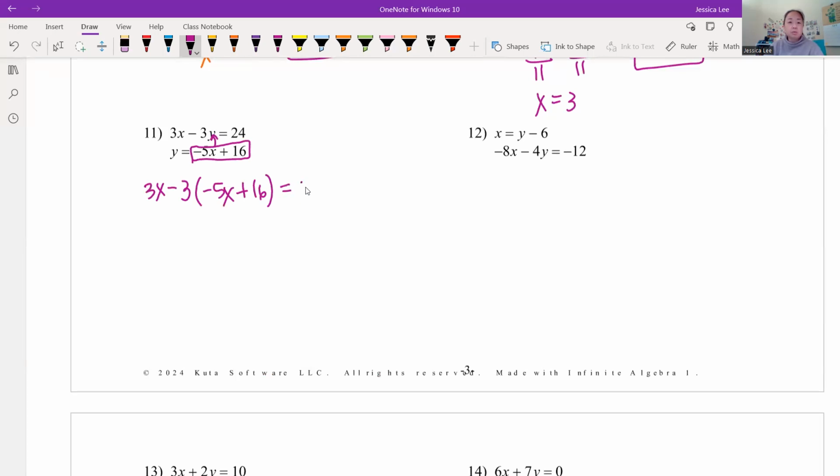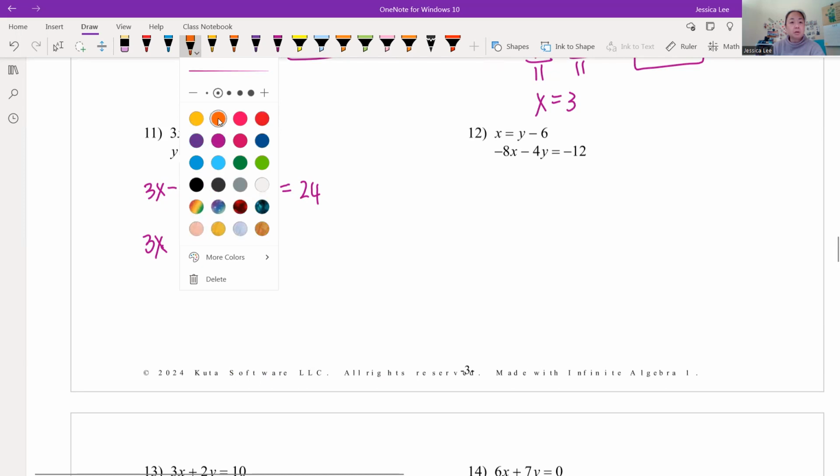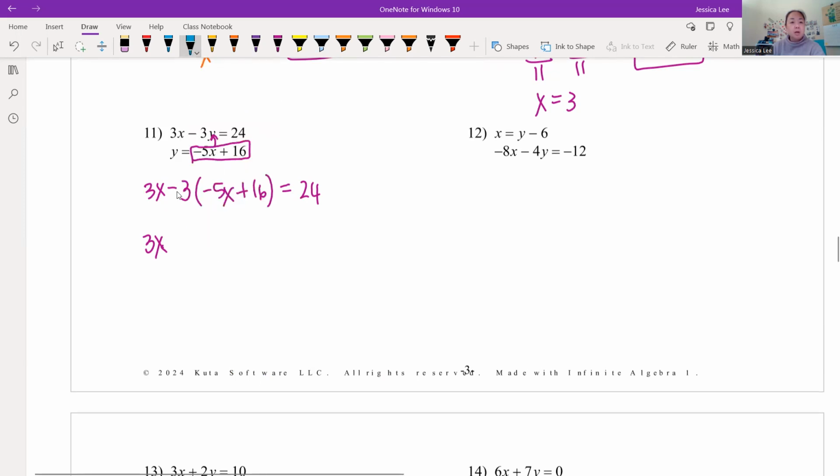Equals 24. There we go. All right, equals 24. And now we're going to solve this equation. We have parentheses, so we're going to have to distribute. This 3x has nothing to do with that, so I'm going to write that down first. Negative 3 times negative 5x is going to be plus 15x. Negative 3 times 16 is going to be minus 48. 3 times 6 is 18, yep, 48.